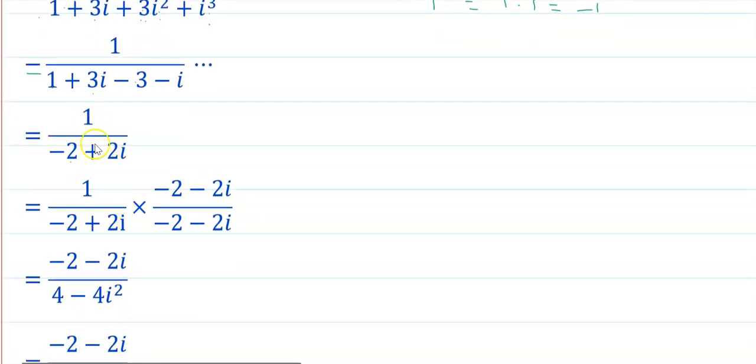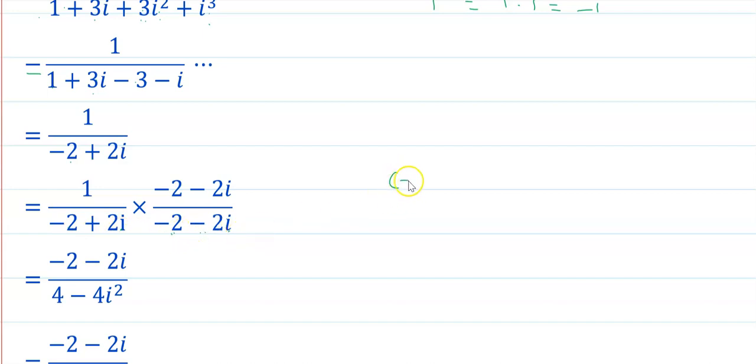Now multiply numerator and denominator by the conjugate of minus 2 plus 2i. What is its conjugate? Minus 2 minus 2i. Multiplied numerator as well as denominator. 1 into minus 2 minus 2i, you are getting minus 2 minus 2i. Next, आता इथे बघा. Minus 2 plus 2i into minus 2 minus 2i.